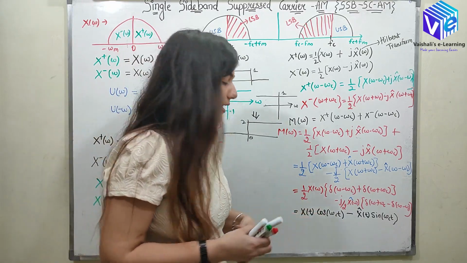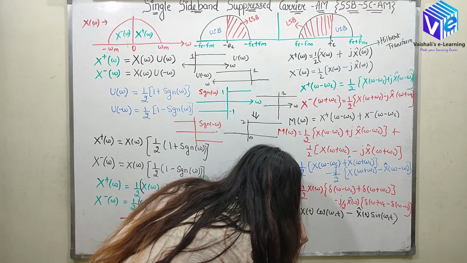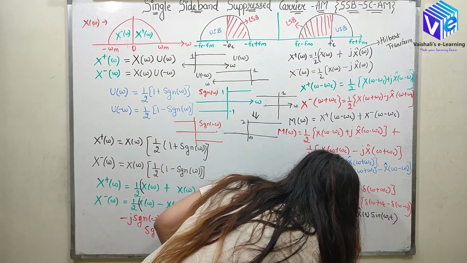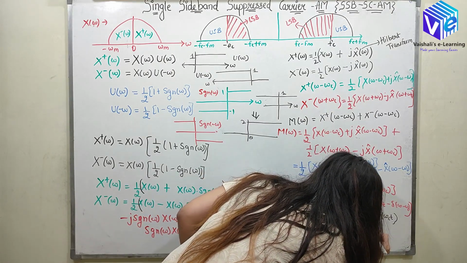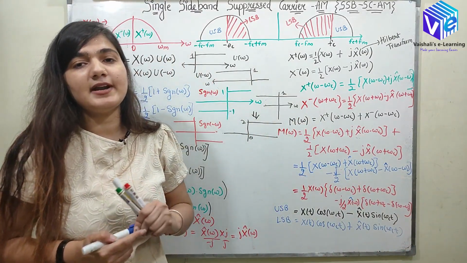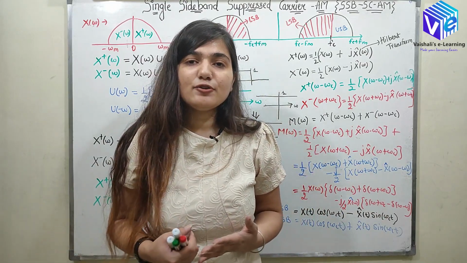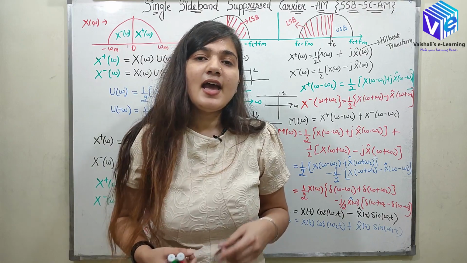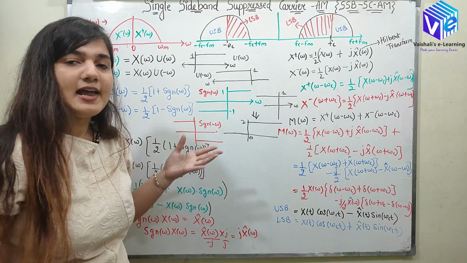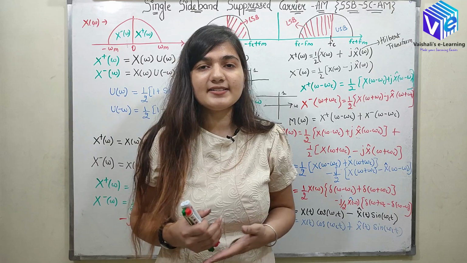Similarly, if I need to find out the lower sideband, it would be X of t cos of omega c t plus X cap of t sine of omega c t. So this represents my lower sideband. So I hope now you are very clear what is single sideband suppressed carrier amplitude modulation and how we can generate it and how mathematically we can derive the single sideband suppressed carrier with the help of double sideband suppressed carrier. So with this I'll stop my discussion here.